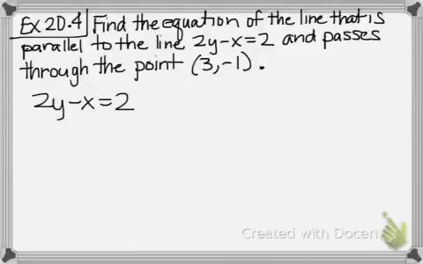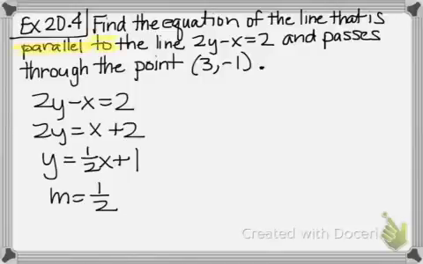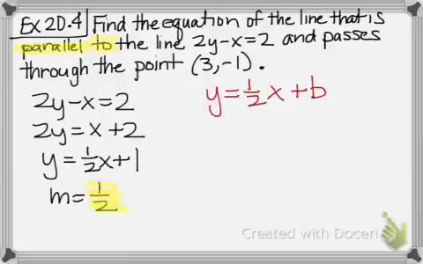So the first piece of information is that we know it's parallel to this line. So we need to put this line in y equals mx plus b form. So we'll add x to both sides, so 2y equals x plus 2, and then we'll divide everything by 2. So y equals 1/2 x plus 1. We find that the slope then is 1/2 because y equals mx plus b. It says it's parallel to that line, so parallel means it has the same slope. So our new equation is going to say y equals 1/2 x plus b.